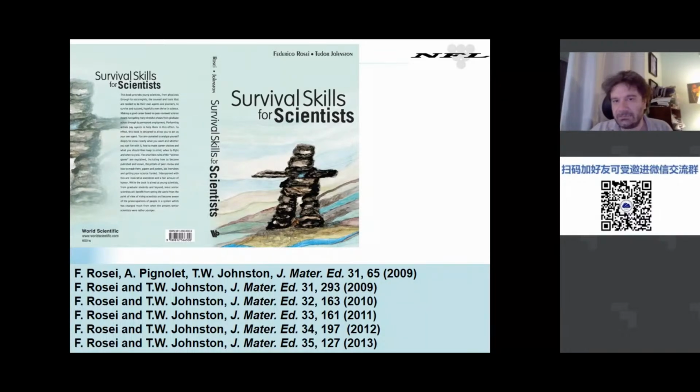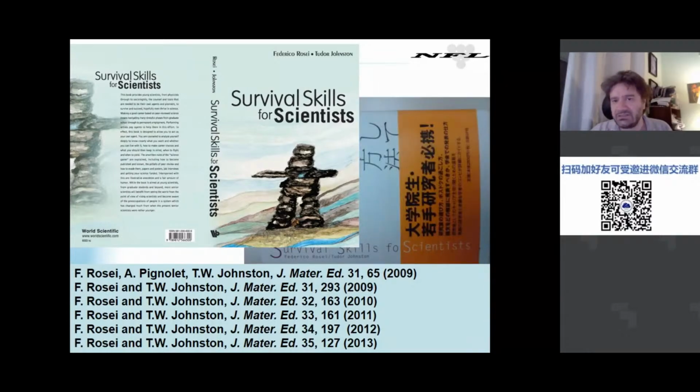It was even translated into Japanese. So you can see here, there's a version of my book I can't even read. I don't know if it's accurate or not, but people seem to like it. So I guess that's a good sign.